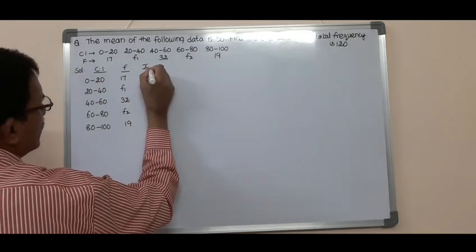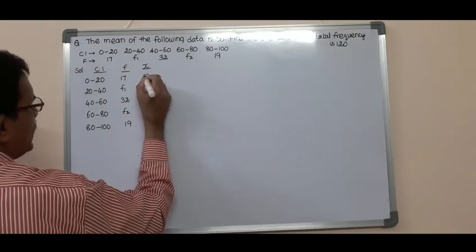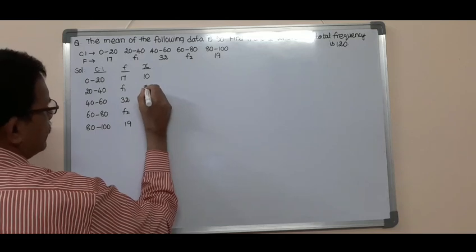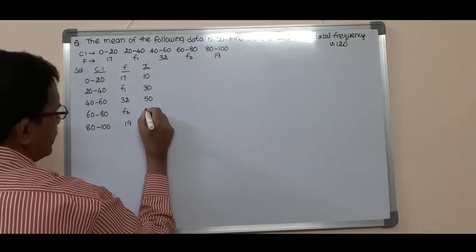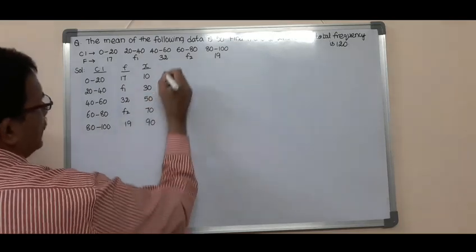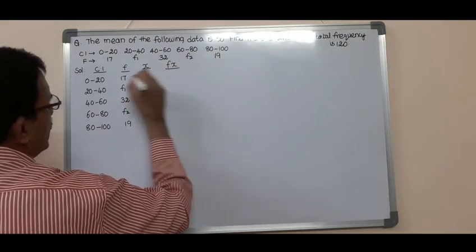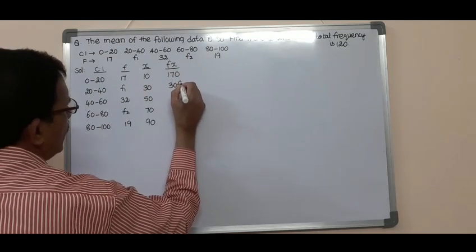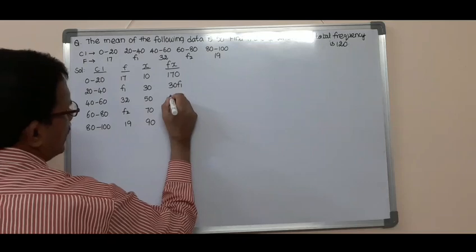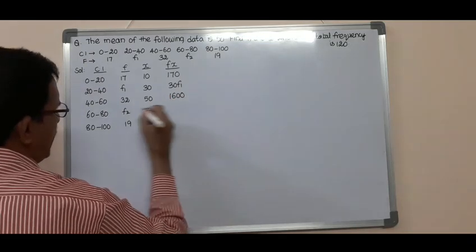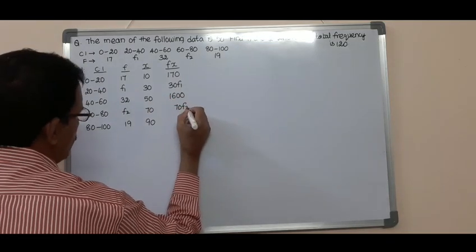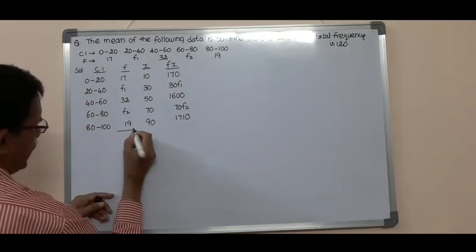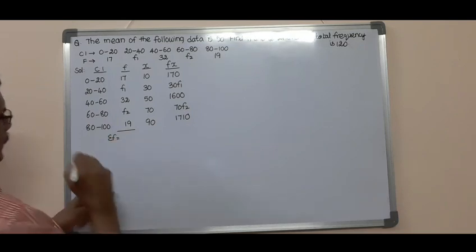Now class marks: 0 plus 20 by 2 is 10, 20 plus 40 is 60, 60 by 2 is 30, then 50, 70, 90. Now fx: 17 into 10, 170, 30 into f1, 30 f1, 50 into 32, 1600, 70 into f2, 70 f2, 19 into 90, 1710.